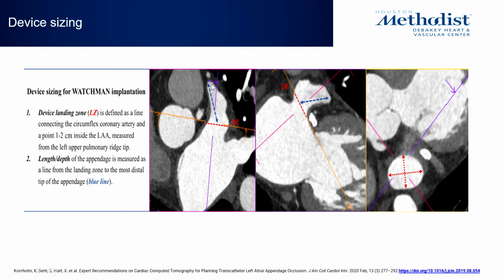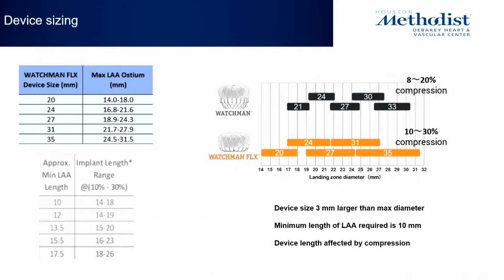And then the depth or the length would be a line connecting the landing zone to the tip of the appendage. You would want to use the widest diameter to size your device, and then the length needs to be at least 10 millimeters to use Watchman. This is the sizing chart for Watchman and Watchman Flex. Again, we would use the maximum length, not minimum, and the device size needs to be 3 millimeters larger than the max diameter. Device length is affected by compression. We would look for that 10 to 30% compression.